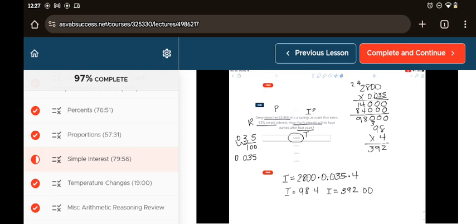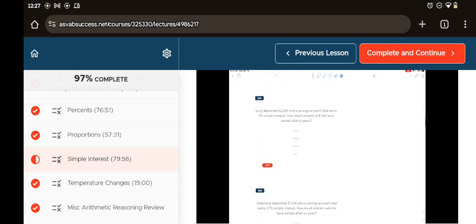It says, Lucy deposited $2,200 into a savings account that earns 5% simple interest. How much interest will she have earned after 6 years? So here, once again, it gives us the principal. It gives us the rate. It asks us for interest. And it gives us time. If you want to hit pause and give this one a try right now, you're more than welcome to. If you're ready, then I'll go ahead.